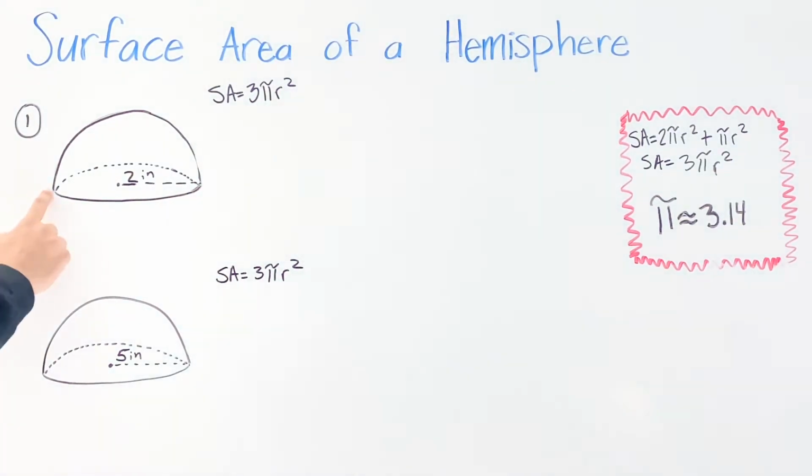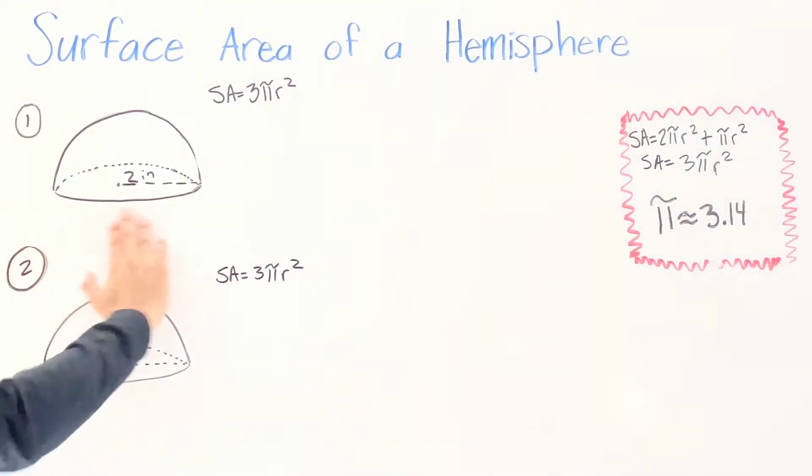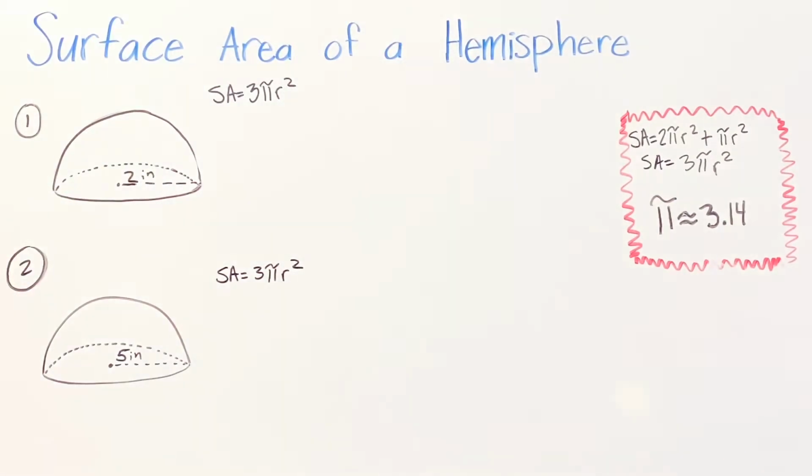So if you can imagine the other half of the sphere, and we go ahead and cut that half, which gives us the hemisphere, we expose the bottom part, right? We know that the bottom part, the circle, is pi r squared, and that's the reason why we add pi r squared to give us 3 pi r to the second power.